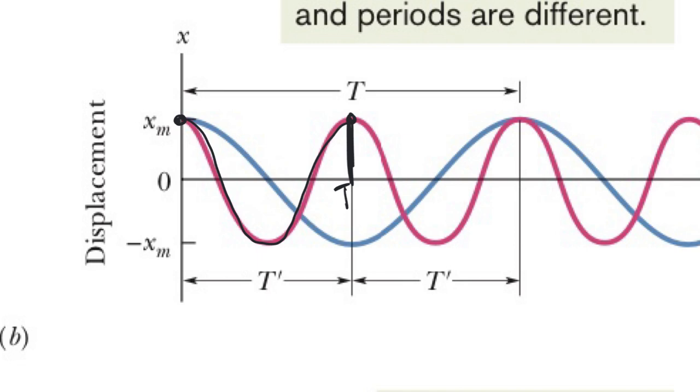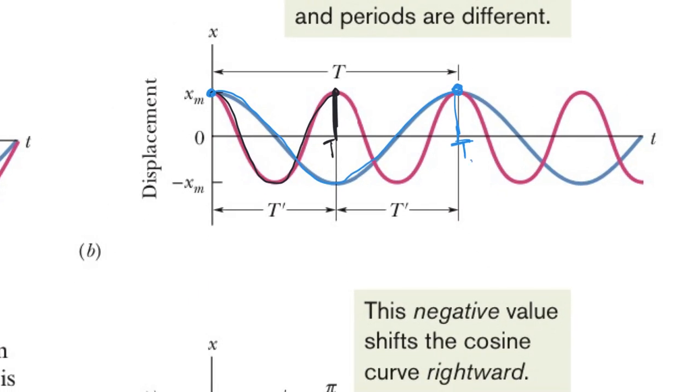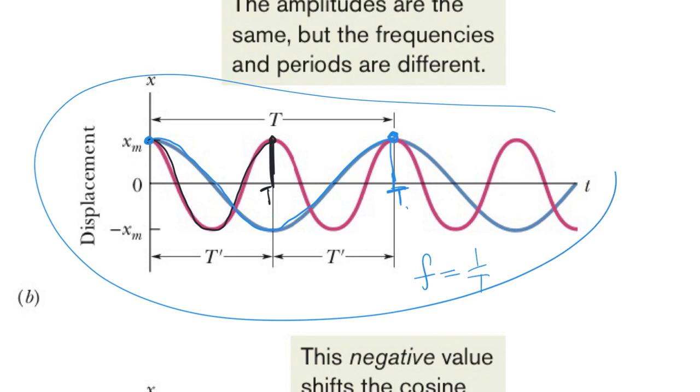But if we go to the blue one, it starts here and then returns to the same point here. So the period is here. You can see clearly that the periods for both are different, and that means the frequencies are also different, because frequency is 1 over T. So these two waves have the same amplitude but different frequencies and periods.